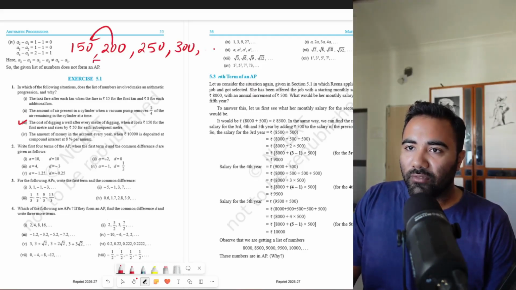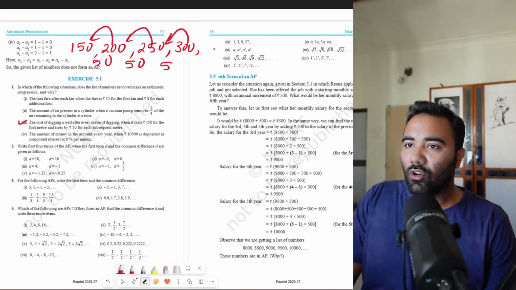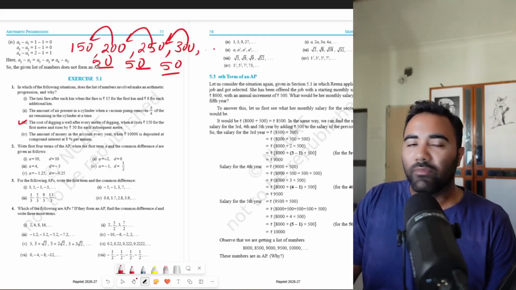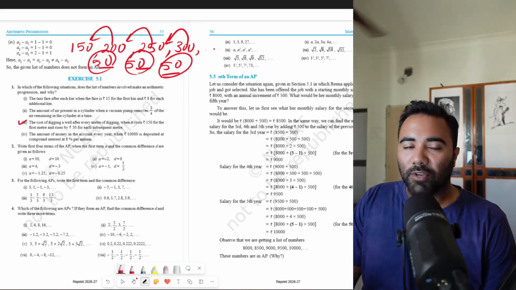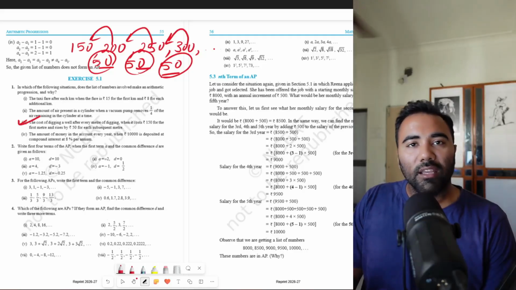Here the common difference is 50. Here as well the common difference is 50. Here too the common difference is 50. Right. So the only condition that we have is that the common difference is the same across the series. So this is also an AP.